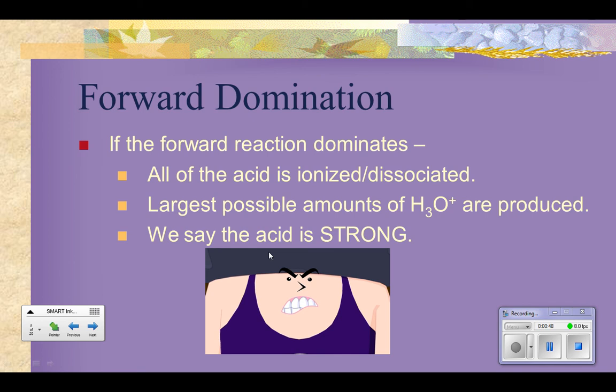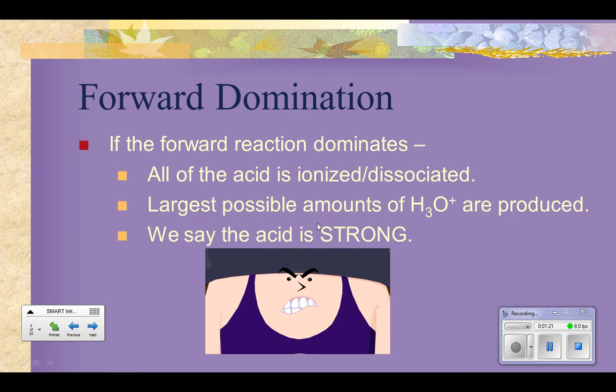Now, if the forward reaction is dominant, and there's really no way for you to know that at this point, I'm just going to have to tell you that the forward reaction is dominant. If that's true, then all of the acid is ionized. Officially, we would say it's ionized. It's okay to say the word dissociated, I suppose. All of it is ionized or dissociated if the forward reaction is dominant. That means we get the largest possible amount of hydronium ion produced from that acid. And so we say, because it produces a lot of hydronium, that the acid is strong.